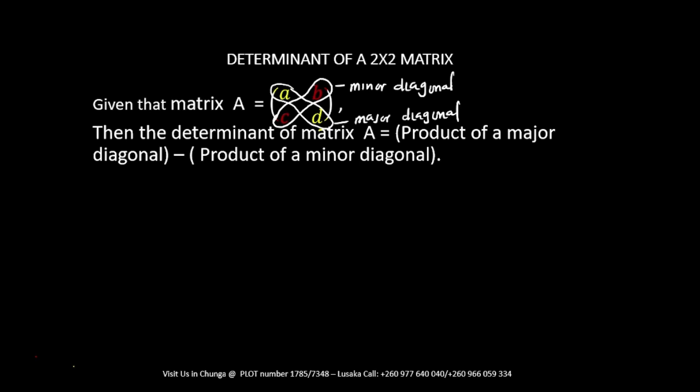Okay, so we are told that when you are finding the determinant of a matrix, that determinant can be calculated by multiplying the elements in the major diagonal minus the elements in the minor diagonal. So therefore, we're being told there that the determinant of a matrix A is equal to the product of a major diagonal minus the product of a minor diagonal. Now take note, a product is an answer that you get after what? Multiplying. So we can summarize by saying that the determinant of A is equal to AD minus BC.